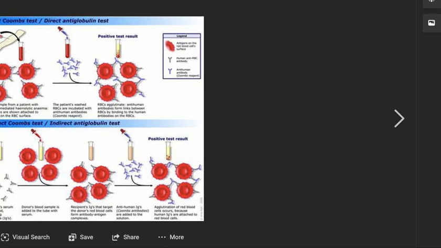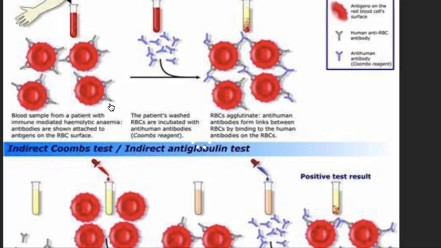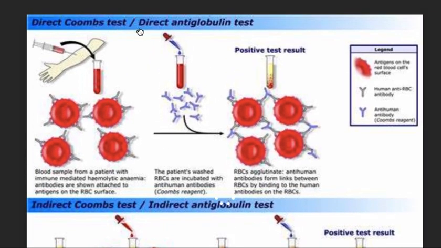So you can see this one. This is the direct Coombs test, or direct antiglobulin test. They take the blood from the patient, put it in the test tube, and later they put a Coombs reagent, having the immunoglobulin. If the RBCs have antibodies, they will agglutinate. So it shows the patient has autoimmune mediated anemia.